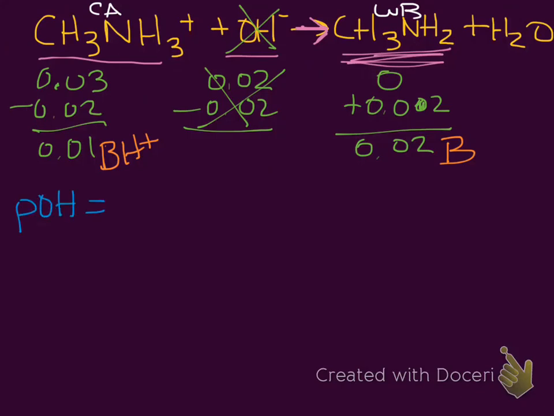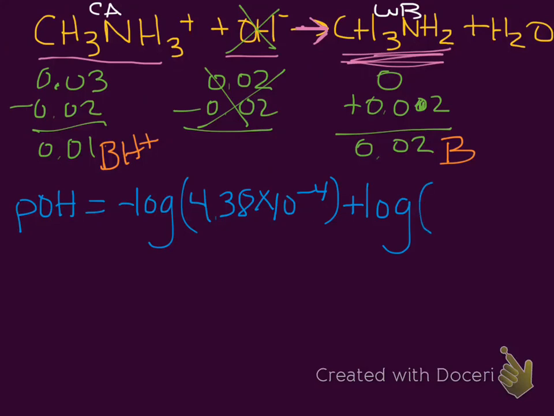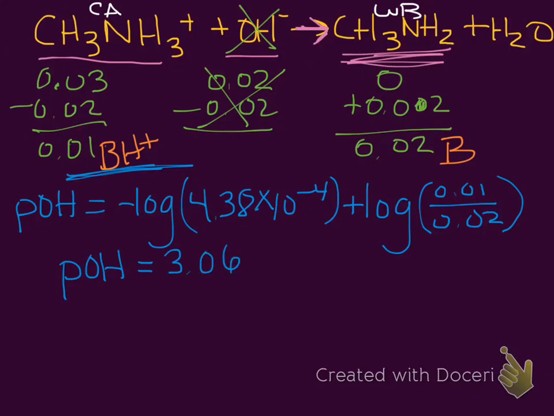So we've got pOH equals the pKb, so we'll do negative log of the Kb for this. We look up on the chart, 10 to the negative 4, plus the log of, okay, so now we've got this, the conjugate always goes on the top, so that's going to be 0.01 over 0.02. And then we're just going to plug it into the calculator. All right, so we find the pOH is equal to 3.06, and I just plugged it into the calculator.